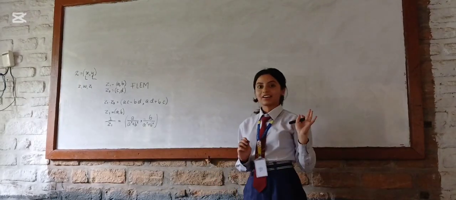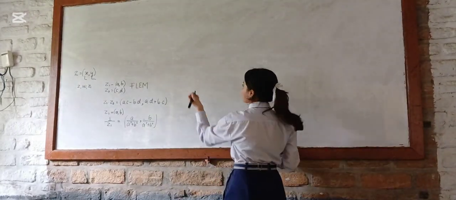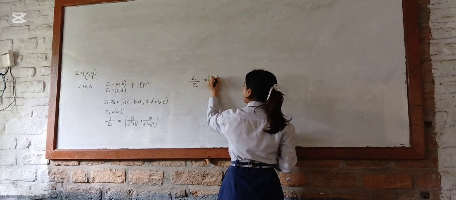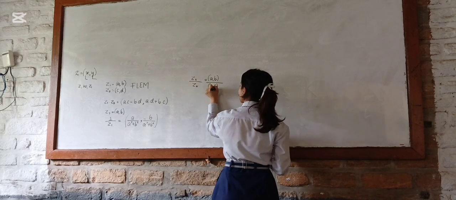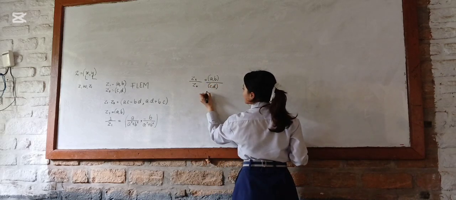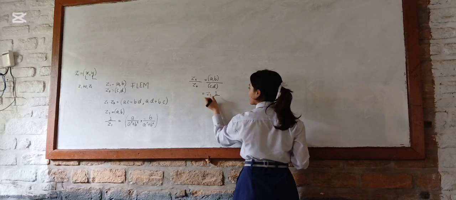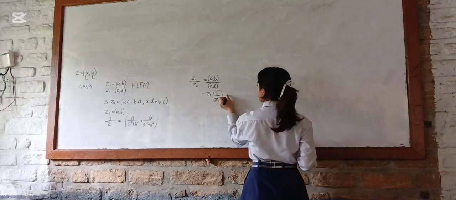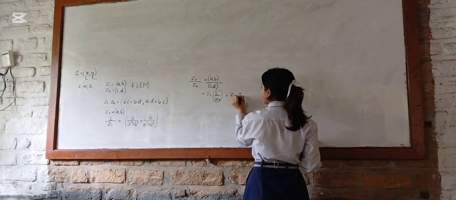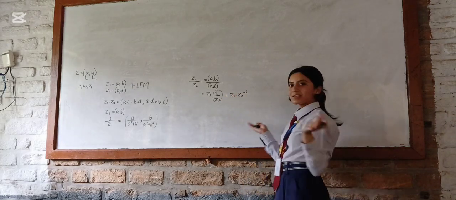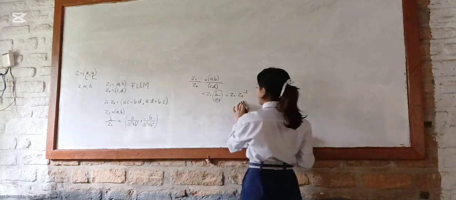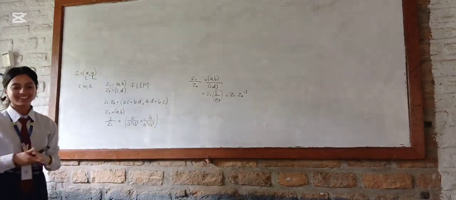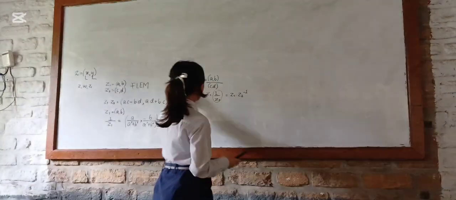Now let's talk about the quotient. Suppose Z1 is divided by Z2, (A, B) and (C, D). This is basically Z1 into 1 by Z2, and 1 by Z2 is the multiplicative inverse of Z2. So it is Z1 times Z2 inverse. As we know how to multiply them, we can easily find the quotient. Now let's talk about the properties of complex numbers.